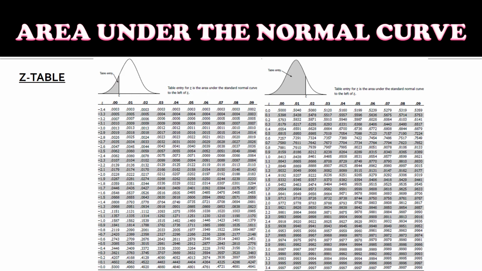In finding the area under the normal curve, we use the z-table. The one on the left side has negative values, which means that it is on the left side of the mean. And on the right side, we have the positive values, which means that it is on the right side of the mean.